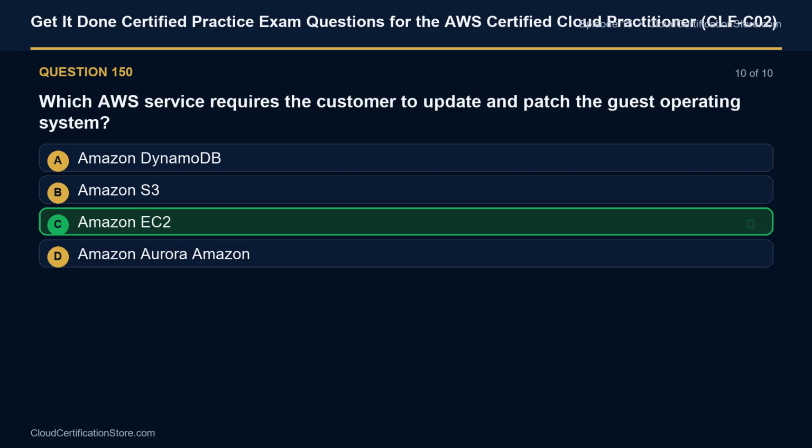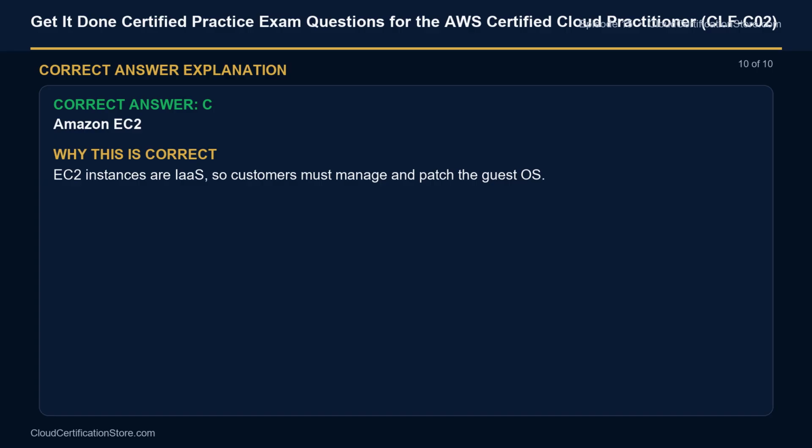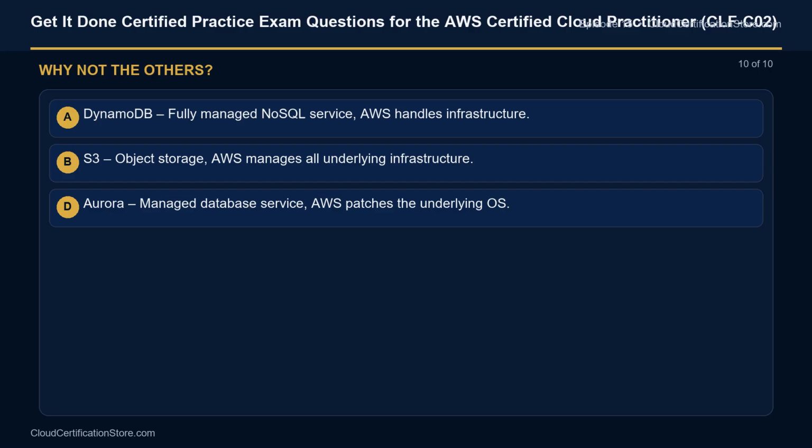The correct answer is C, Amazon EC2. Explanation: EC2 instances are IaaS, so customers must manage and patch the guest OS. Why not option A? DynamoDB is a fully managed NoSQL service. AWS handles infrastructure. Why not option B? S3 is object storage. AWS manages all underlying infrastructure. Why not option D? Aurora is a managed database service. AWS patches the underlying OS.